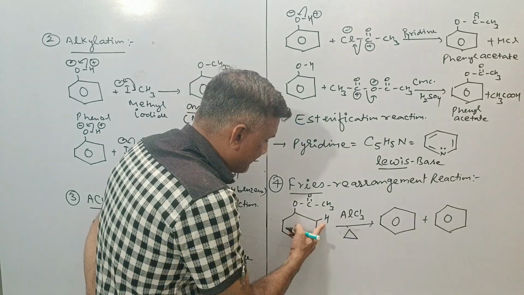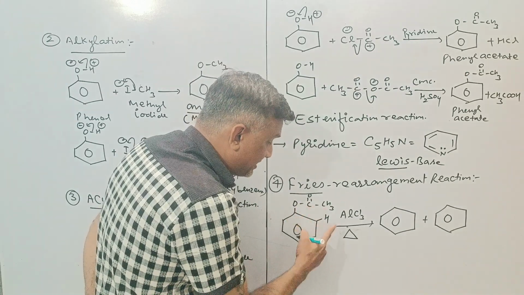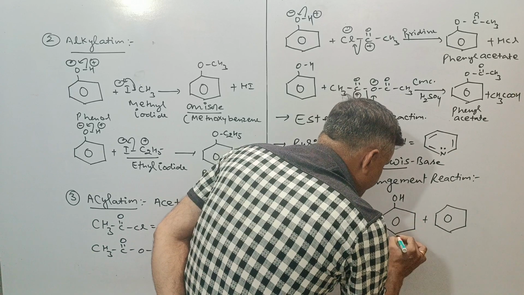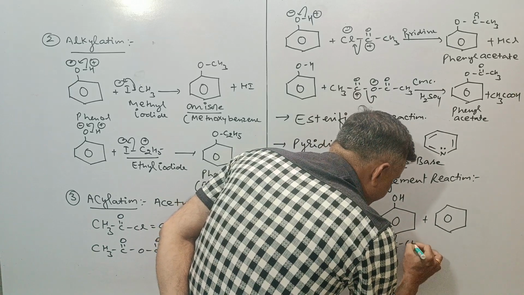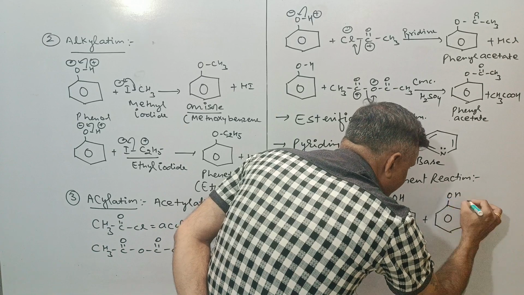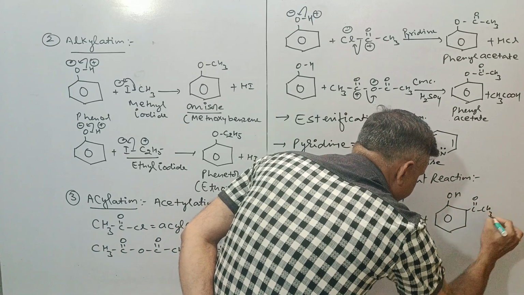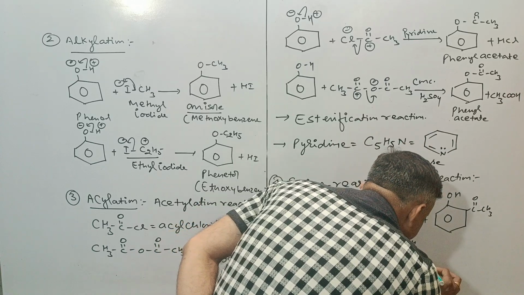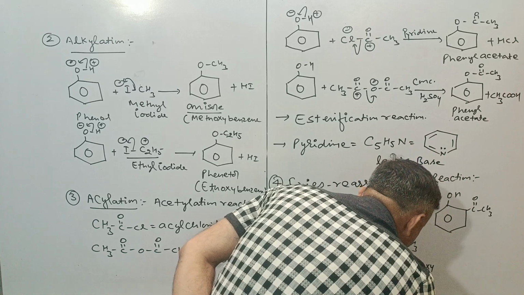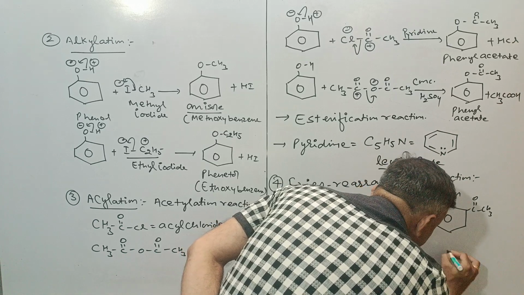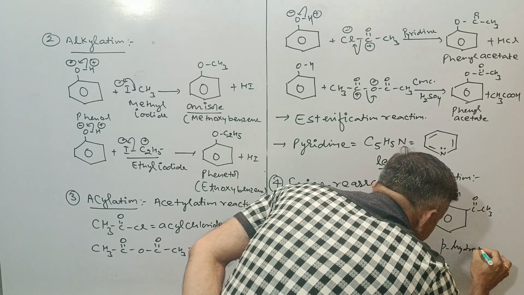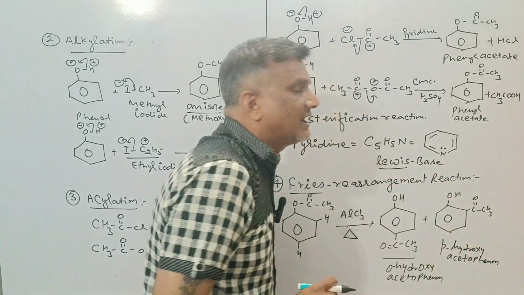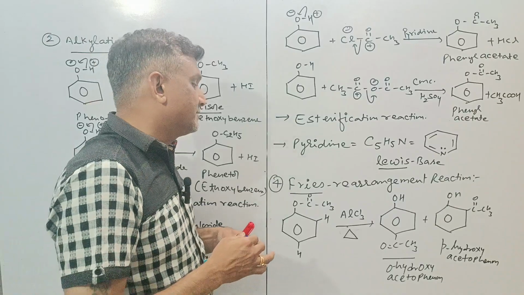So H from here will migrate over here and the CH3CO group over here, and if H moves from here, it will form just a mixture of ketones. This is the OH, COCH3. This is the o-hydroxy acetophenone, and this is the p-hydroxy acetophenone. This is a very important reaction regarding different types of competition exams.